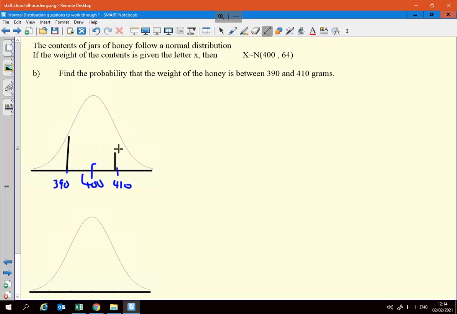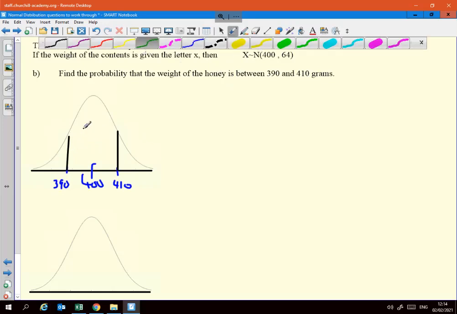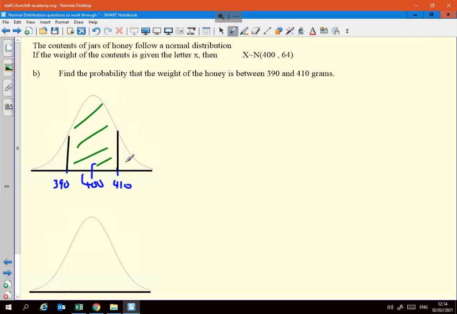So I want the bit between those. Just going to move that across a little bit. So the bit between those is the green bit. That's what I want. And now we've got to think about how we're going to do that. So the table, if I did it and found the z-score for 410, the table would give me the part to the left of this line. So all of that green bit, but also this little tail over here, which I don't really want. So I might need to think of a different way.